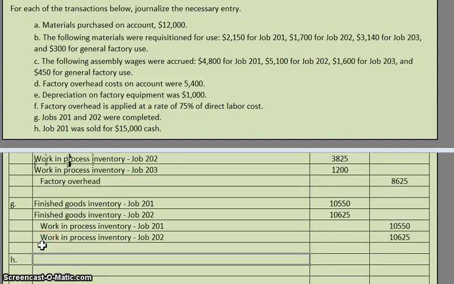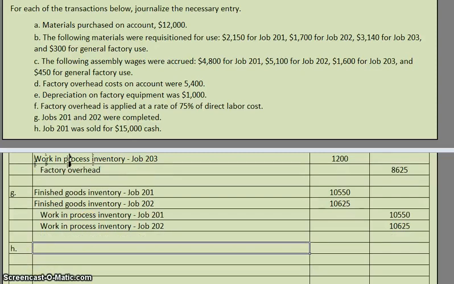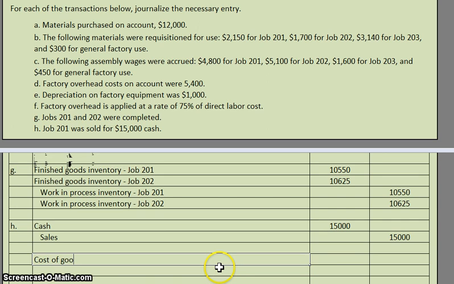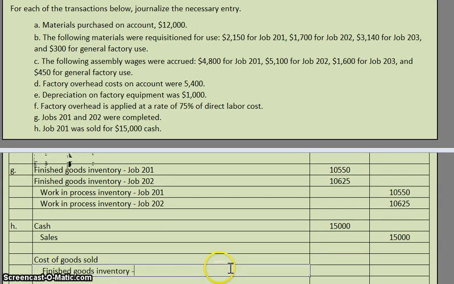Now H, all we have is job 201. So this one should be easy. We simply have to record that we received cash of $15,000 for this sale. And then we have to record the cost of the goods that were sold and that these goods are coming out of our finished goods inventory for job 201. And for job 201, the total cost of those goods was $10,550.